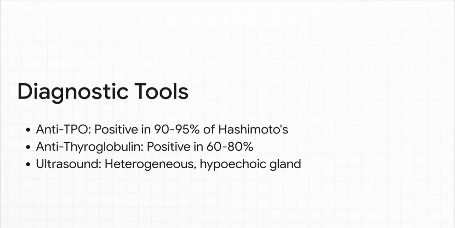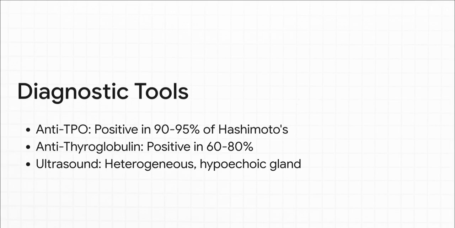Once we nail down that it's a primary thyroid issue, we need to know if it's autoimmune. That's where our specialized diagnostic tools step in. Testing for anti-TPO antibodies is incredibly effective. We're talking 90 to 95% sensitive for Hashimoto's, making it the absolute best marker for autoimmune destruction.